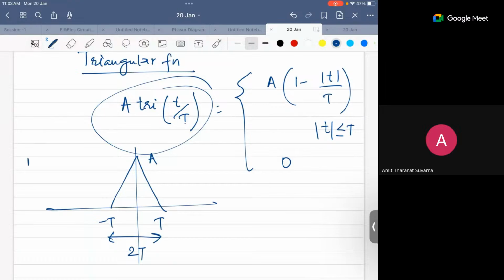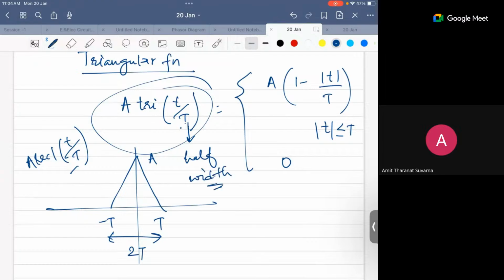In the rect function, A of rect t by tau, tau was the width. So it started with minus tau by 2 to tau by 2. Here 2 tau is the width. Okay, that's the only difference. Even though the functions are totally different, I'm telling you this so that you don't get confused. The rectangular function is the one you mostly use, and there everything is fine, tau is the width. In the triangular function, 2 tau is the width. Okay, clear? That means tau is the half width.